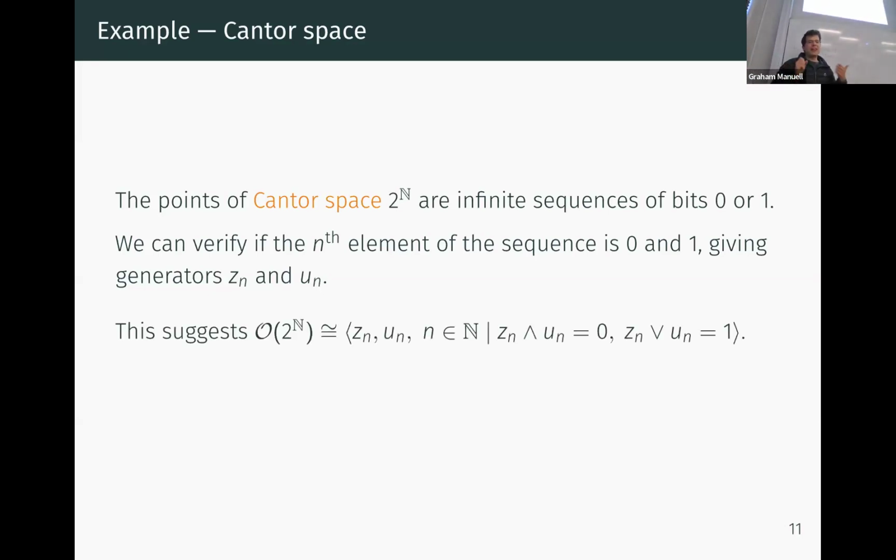And then, okay, if the nth bit is 1, it can't be 0, and it's either 0 or 1, so you get these two axioms, and indeed, these give you the axioms of Cantor space. So when you work out the frame, you do get it with this presentation.